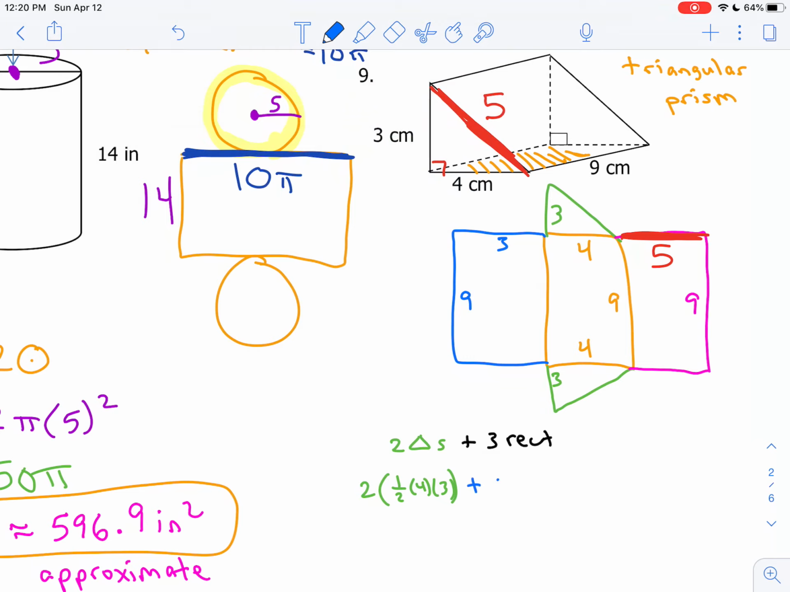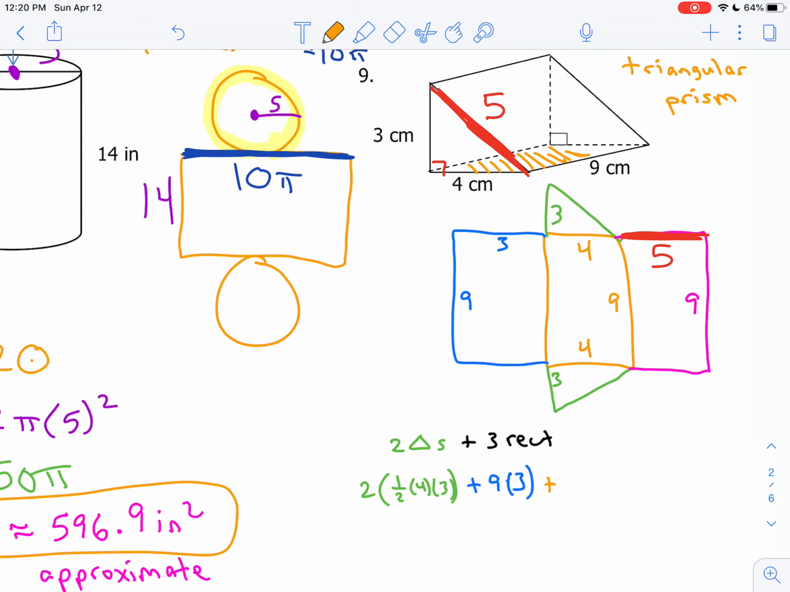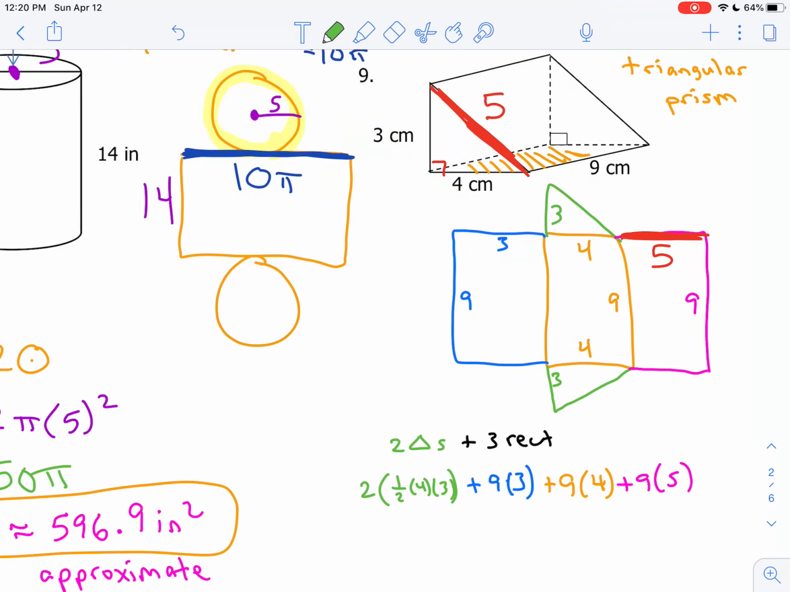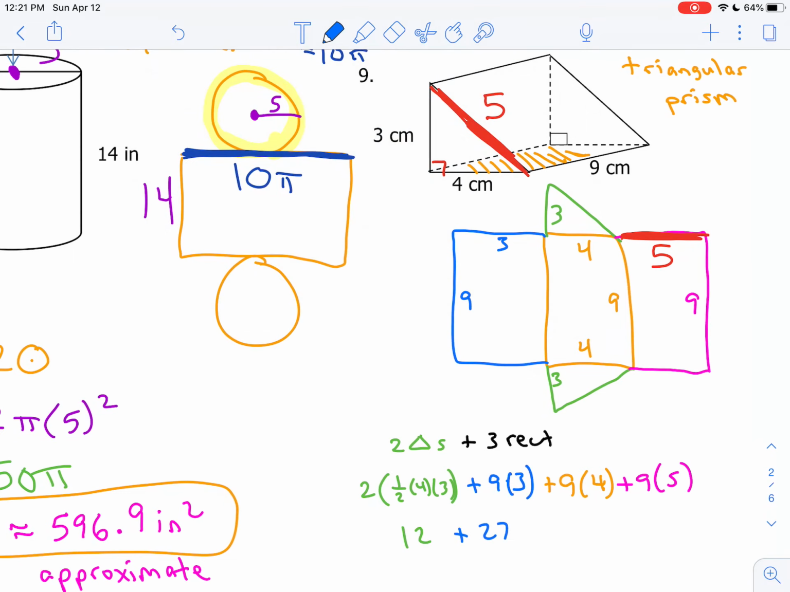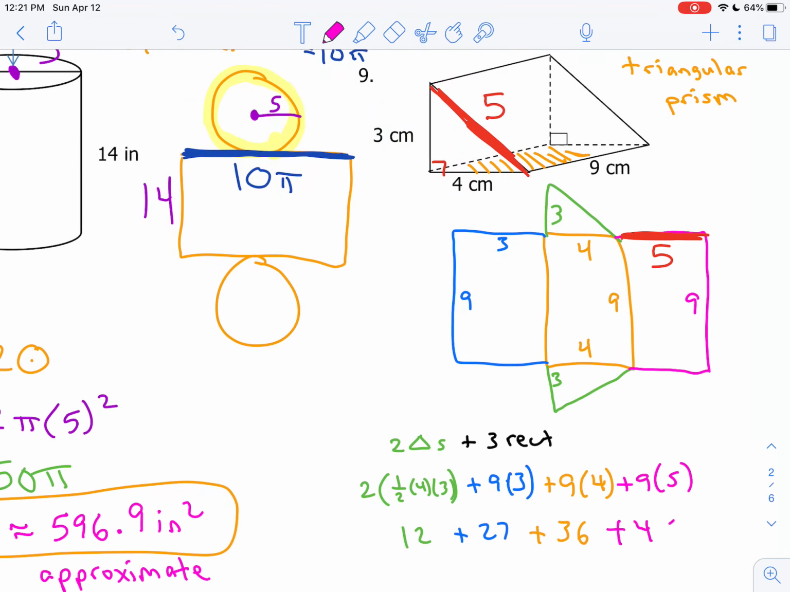So this rectangle is 9 by 3. Yeah, I usually do that. We'll do it that way. And then the orange rectangle is 9 by 4. And the pink rectangle is 9 by 5. And so let's see what we get. We get 12. We get 27. We get 36. And we get 45.